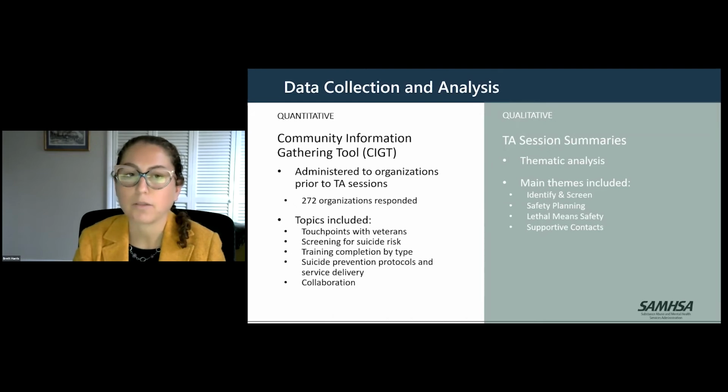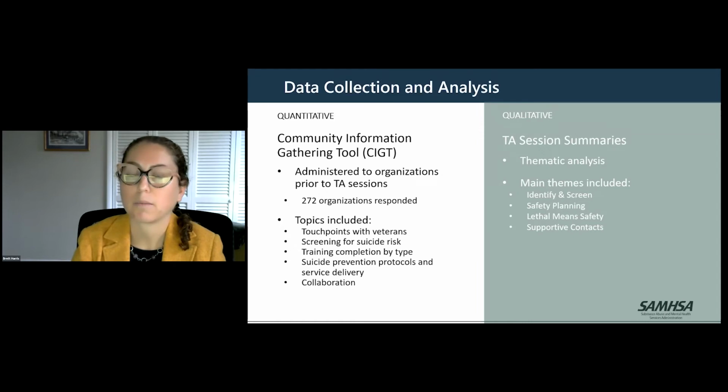I know that the CIGT was mentioned earlier. That's the community information gathering tool, and it was administered to organizations prior to the TA session. So 272 organizations responded. We had 24 communities, and within that, this tool was distributed to multiple organizations, so there are far more respondents than communities themselves. The topics covered when veterans are in touch with the system: who's screening for suicide risk, both protocols and actual delivery, training completion by type, suicide prevention protocols, and collaboration.